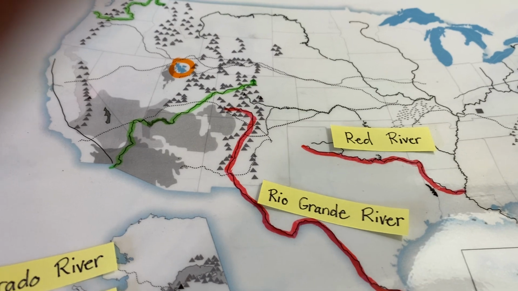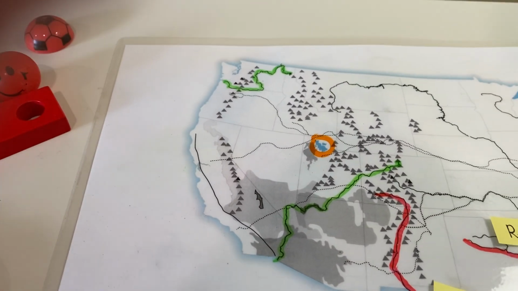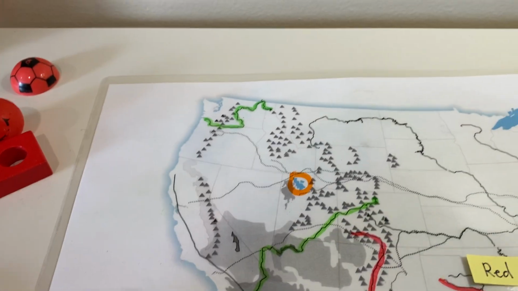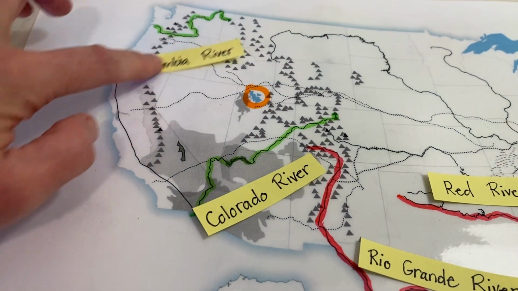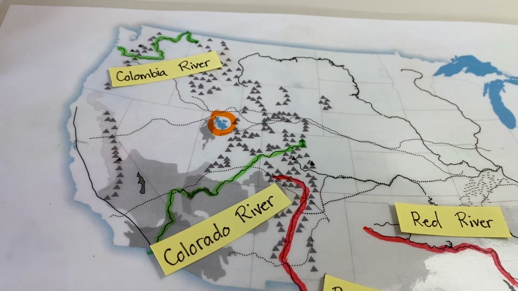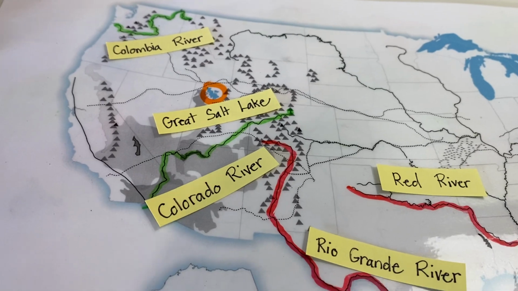So we have two R rivers, now we have two C rivers. So remember what state we have. So we can put the Colorado River there, whoops, right there, and the Columbia River. And then do you remember the last one? It was the Great Salt Lake.